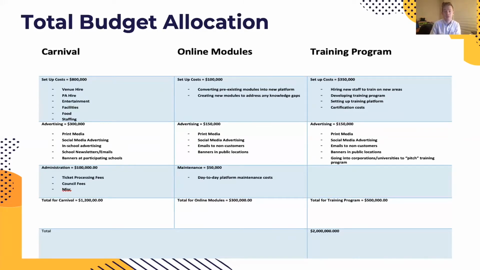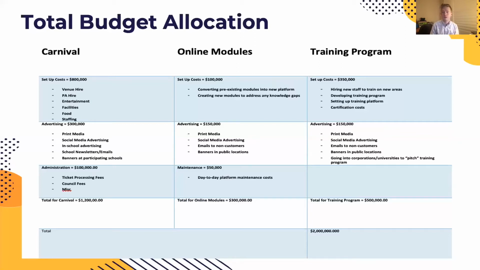Now, the second biggest will be the training program, which we've allocated $500,000 to. The reason for this is this training program is very unique and it's not something that Life Education currently has the resources for. So there will be large costs in hiring new staff to train on these new areas, developing the training program itself, setting up the training platform, and any certification costs that Life Education may need to pay in order to be able to teach this program.